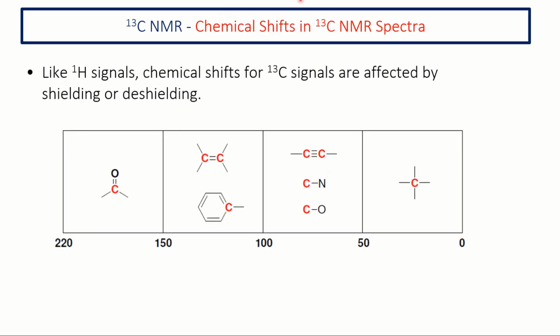So, like protons, carbon signals are also affected by shielding and deshielding. As you can see, the aliphatics are between 0 and 50 ppm, alkynes, carbon-oxygen between 50 and 100, and of course the aromatics between 120 and 130, and these carbonyls, because of the deshielding due to electronegativity and anisotropy, will appear at 180, 190, and so on.